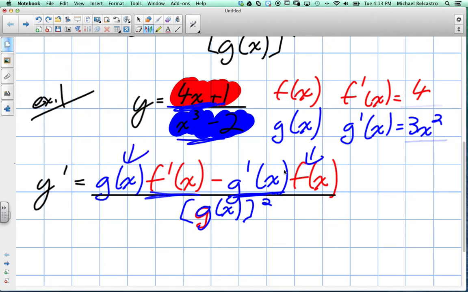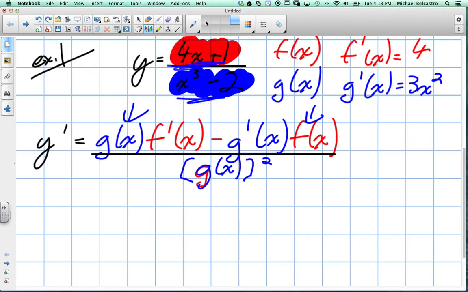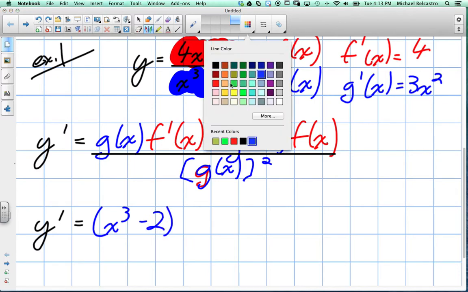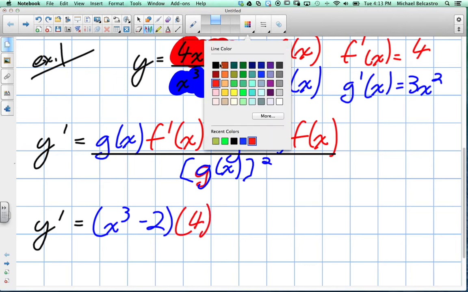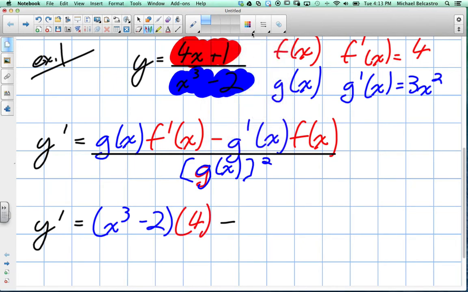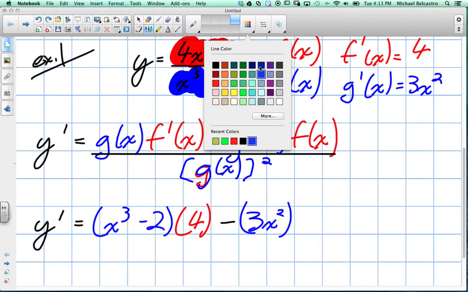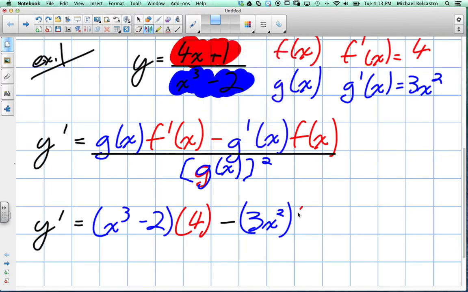Okay, so we've kind of tried to color code it a little here. And we'll write the rest in. Actually, I guess we'll write y prime. So our g at x, the original g at x, is x cubed minus 2 times f prime x, which is just the value of 4. Okay. Subtracted by g prime x, which is just our 3x squared, times our original f at x, which is our 4x plus 1.